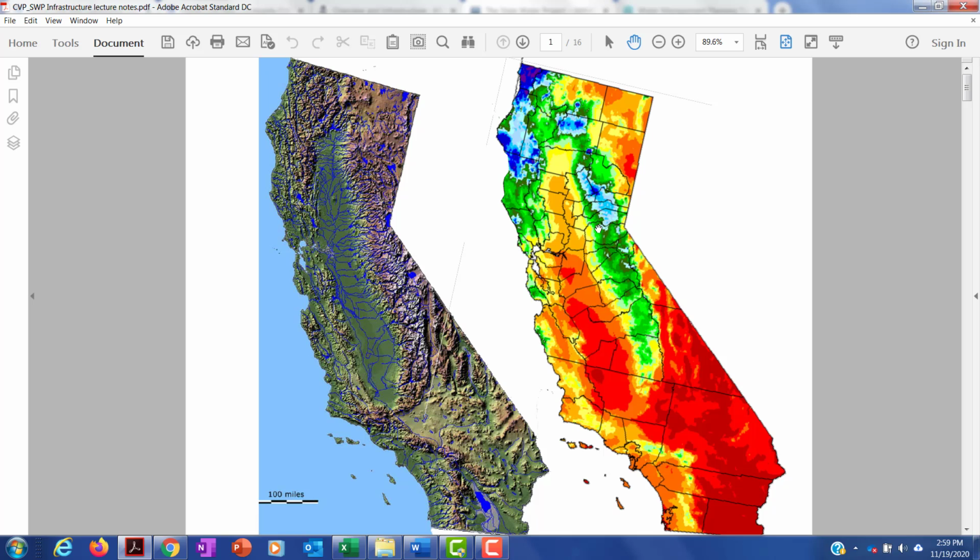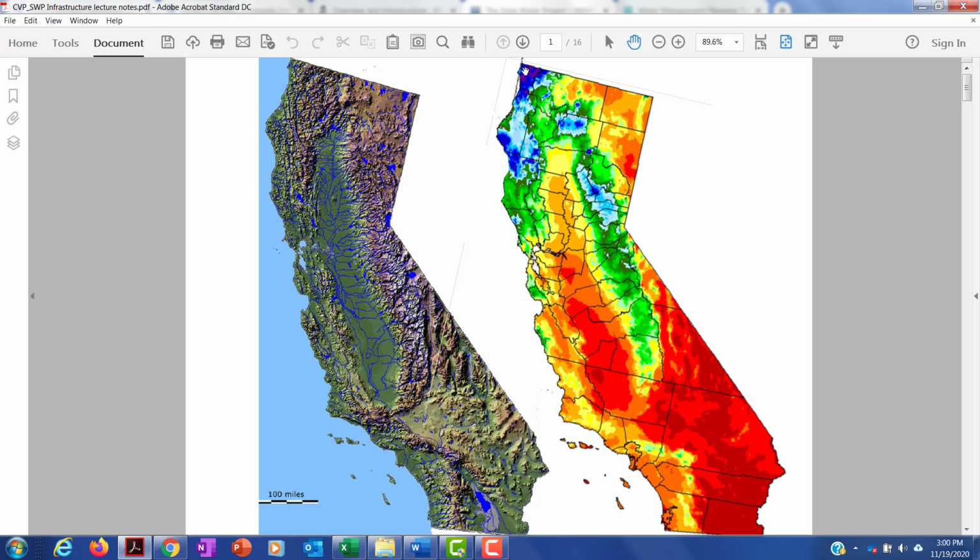So again, in a nutshell, about 75% of the Central Valley Project water goes to agriculture and 25% to urban. For the State Water Project, it's the other way around. Greater than 75% of the State Water Project water goes to people and the remainder to agriculture. So we'll go over that a couple of different times.